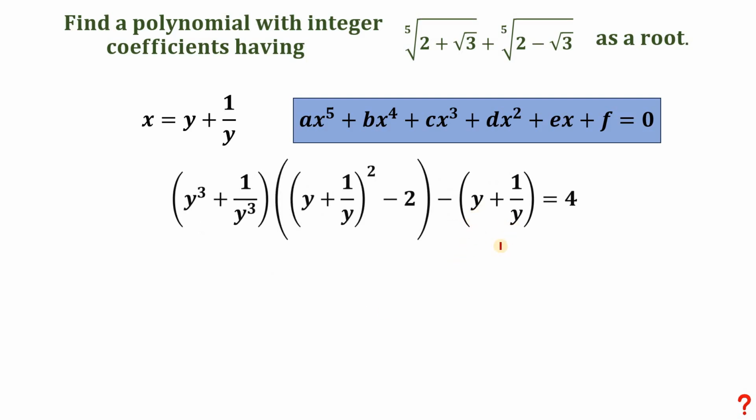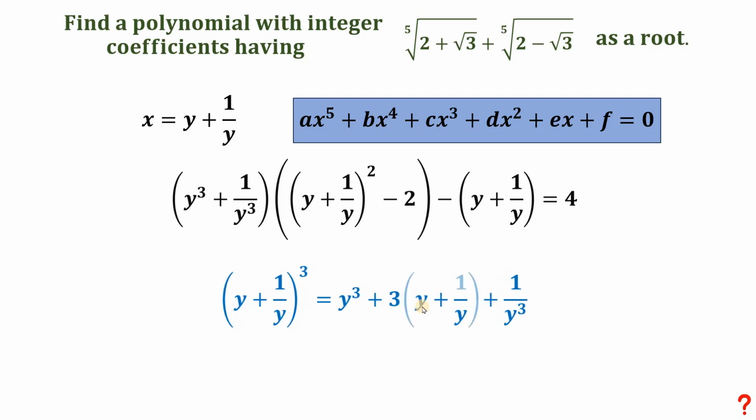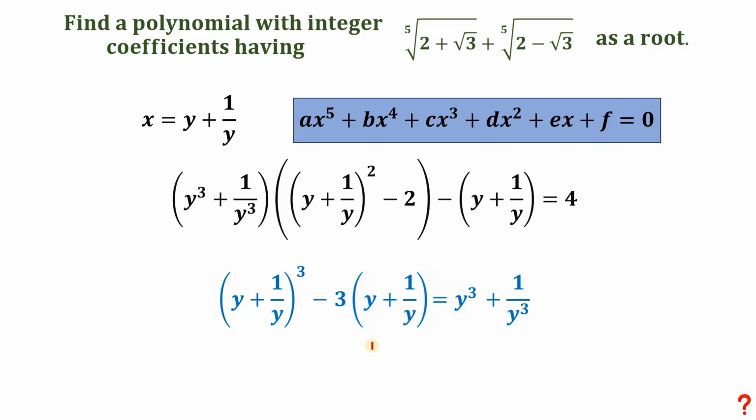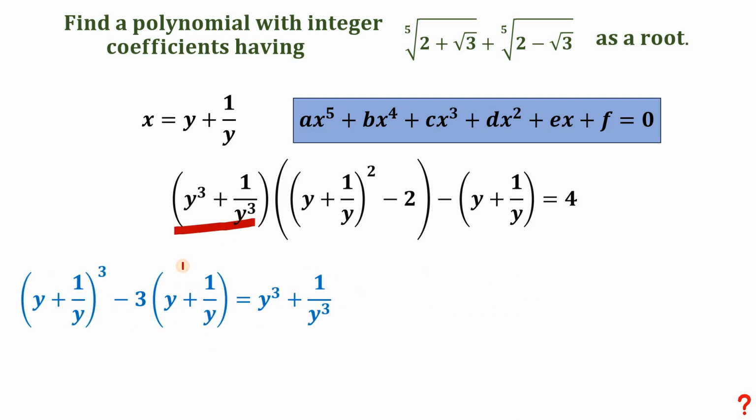Finally, if we cube y plus 1 over y, we get y cubed plus 3y plus 3 over y plus 1 over y cubed. Now, factor out 3 in these two terms. We have 3 multiplied by the quantity y plus 1 over y. Now, rearrange some terms a little bit to get y cubed plus 1 over y cubed. And this is just y plus 1 over y cubed minus 3 multiplied by the quantity y plus 1 over y. So we can replace this with this equivalent consisting of y plus 1 over y only.